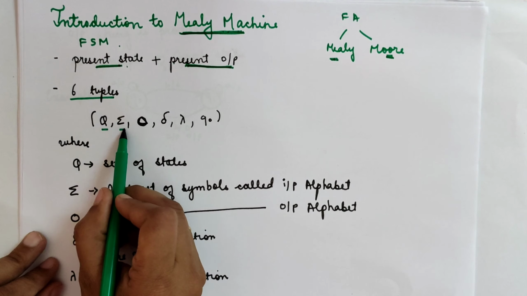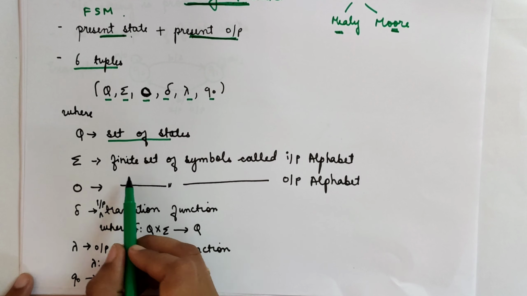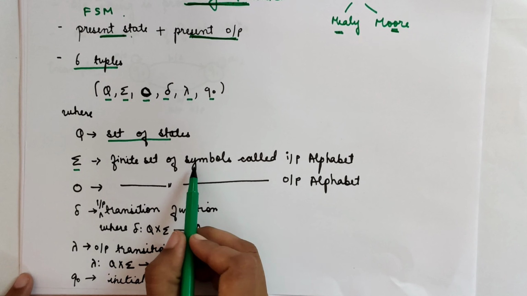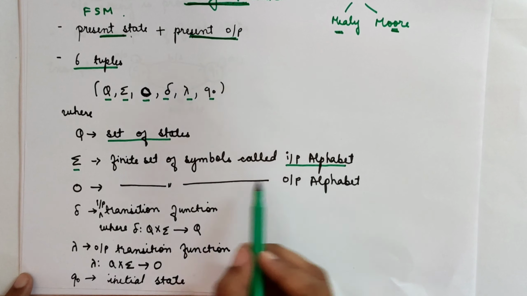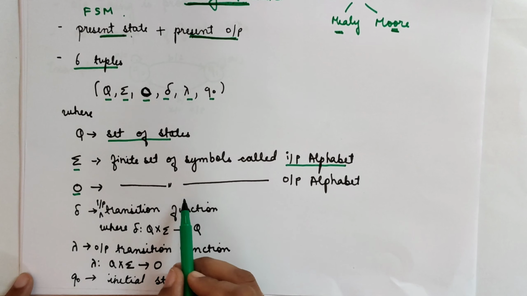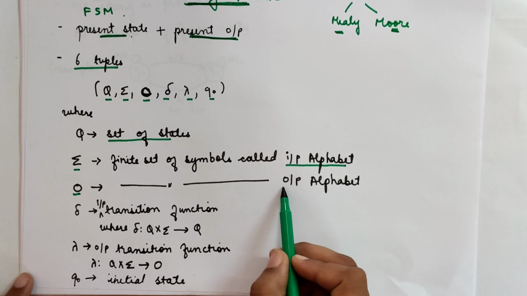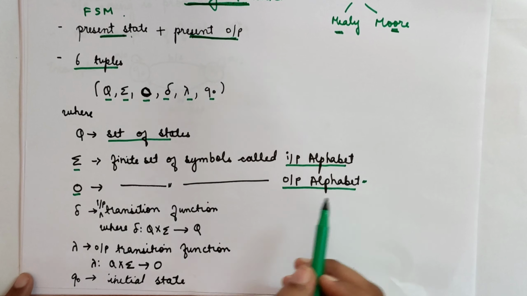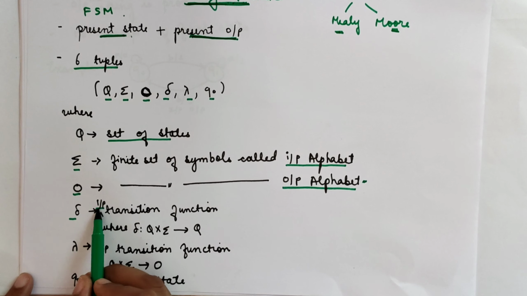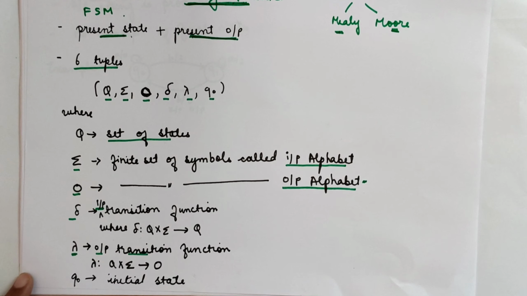We'll see. As we have seen in finite automata, capital Q is a set of states, whereas sigma is a finite set of symbols called the input alphabet. Capital O is a finite set of symbols called the output alphabet. This is the new thing introduced in the Mealy machine. Delta is the input transition function, whereas lambda is the output transition function.